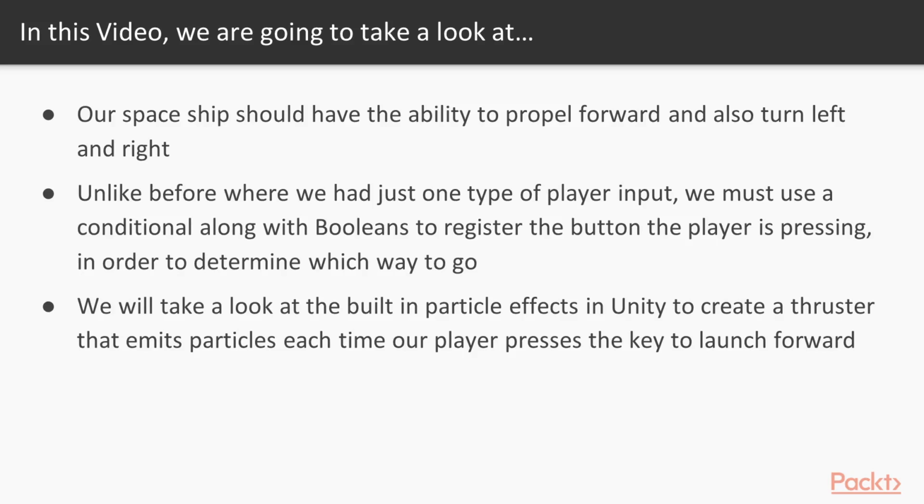So unlike before when we had just one type of player input, we must use a conditional along with booleans to register the button the player is pressing in order to determine which way to go. So the conditional has to take in a couple of different buttons. We will also look at the built-in particle systems in Unity to create a thruster that emits particles each time our player presses the key to launch forward.